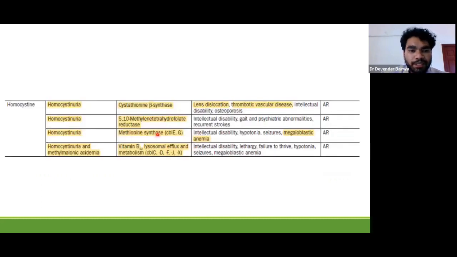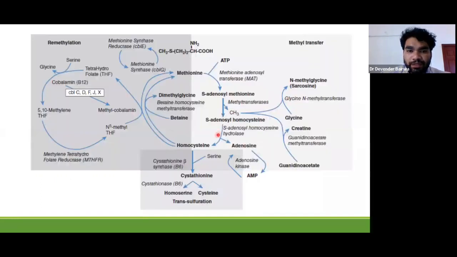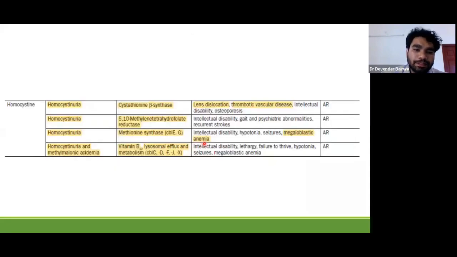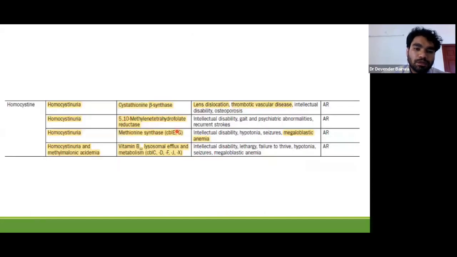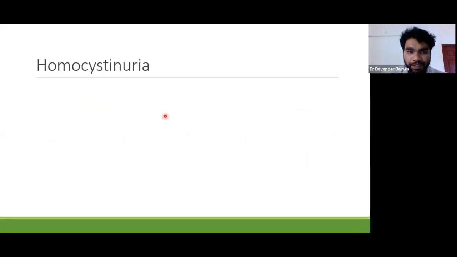Coming to methionine synthase, let's see where it is. Methionine synthase is the enzyme involved in conversion of homocysteine to methionine. So if methionine synthase is defective, then also homocysteine level will increase. Now coming to other causes like vitamin B12 lysosomal efflux and metabolism, all these proteins are involved in availability of methylcobalamin. So methylcobalamin will not form. These other diseases are less common. Most common form is homocystinuria because of cystathionine beta synthase deficiency.